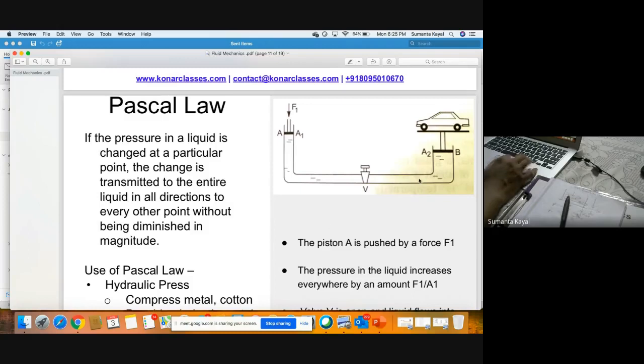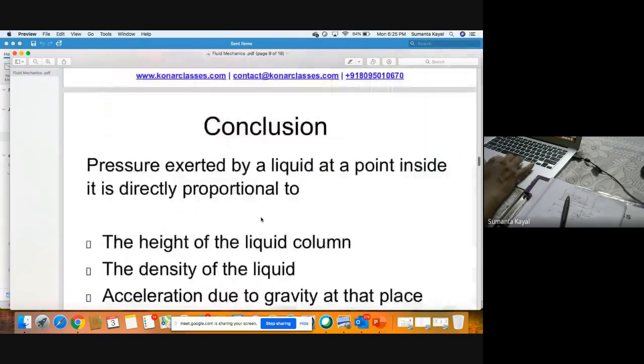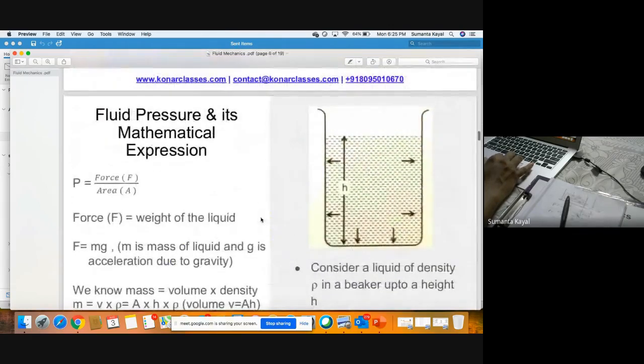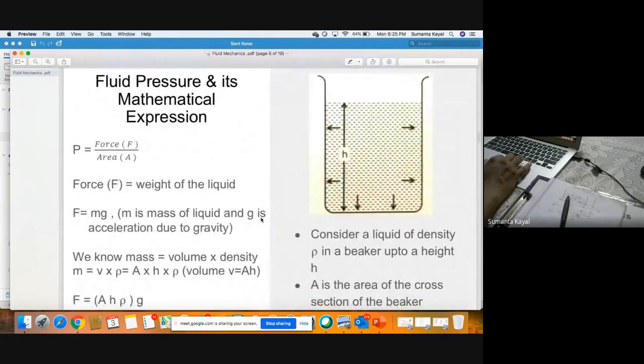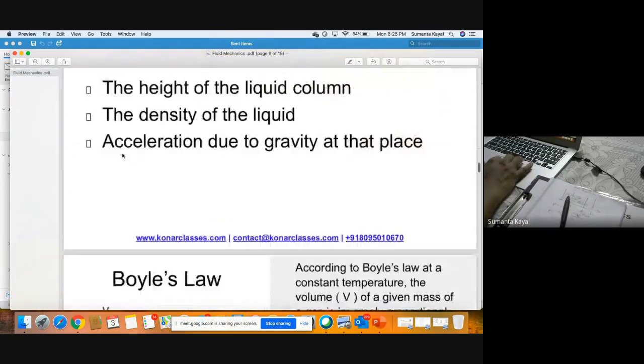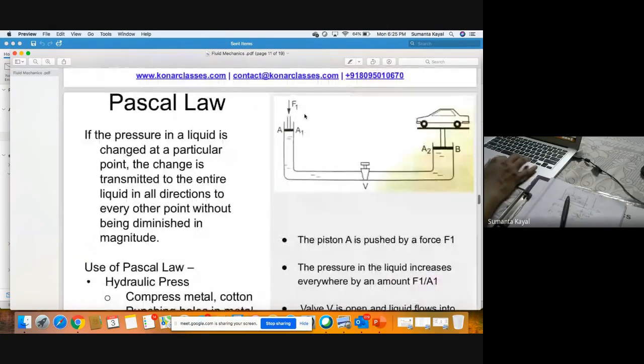Now if the pressure here is F1 by A1, then what will be the force? If we consider the force as F2, then F2 equals... I'll just go back to remind you. I'm sorry, I cannot do the board work. From the next class, I'll do the board work. So P equals F1 by A1. We have seen that pressure equals force by area, so F equals P into A. Here my value of P is F1 by A1.